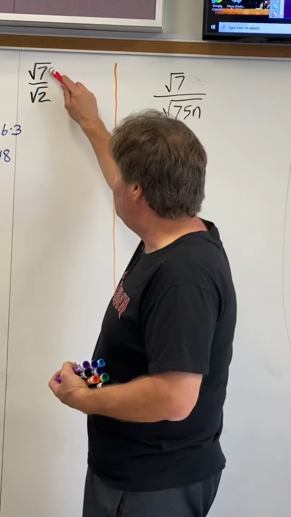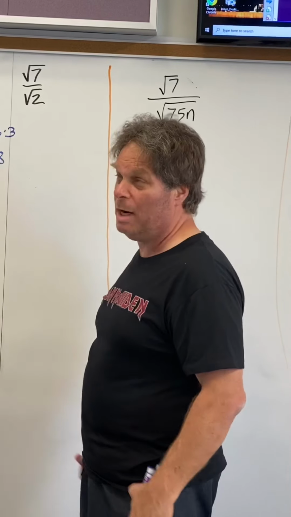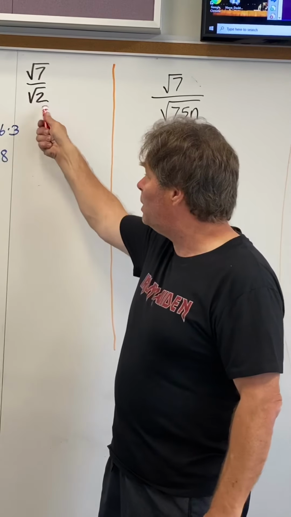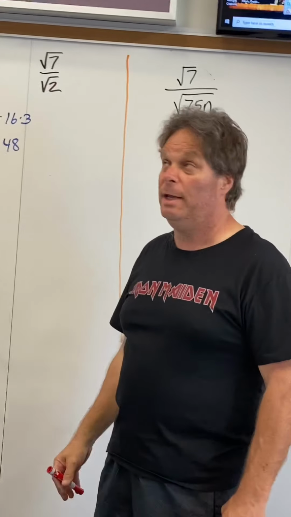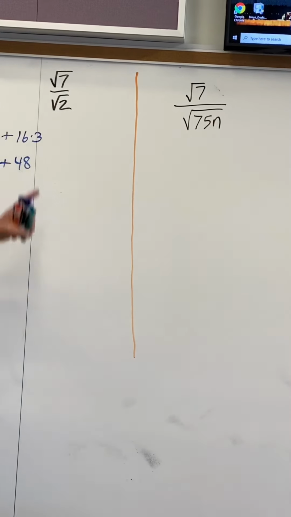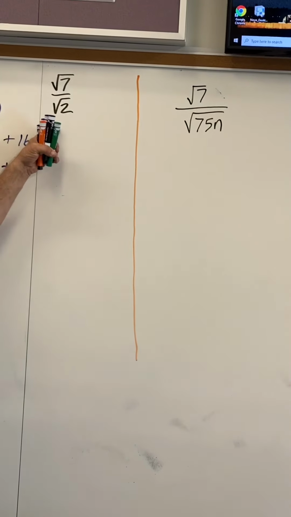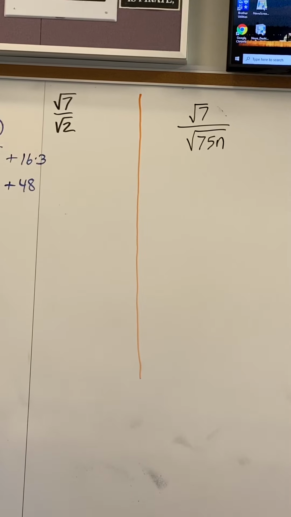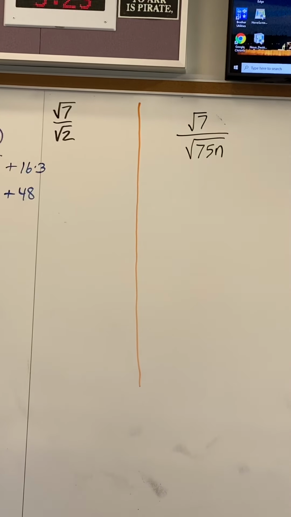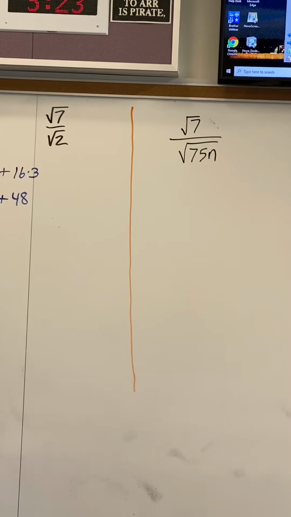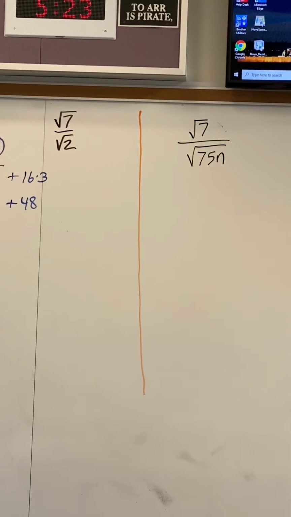Right now we have root 7 over root 2, we have a square root 2 in the denominator. That is not okay. We can't leave it like that. It's not simplified. So we have to figure out some way to make the denominator not have a root in it. And the easiest way to do that is to say, how can I turn ugly square root 2 into a beautiful integer, nice number? And to me, the easiest way to do that is to make it into the beautiful number 2.